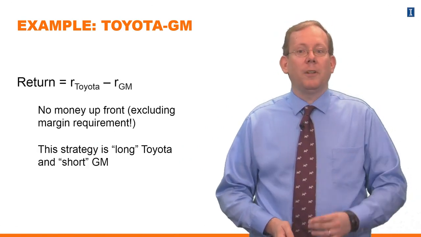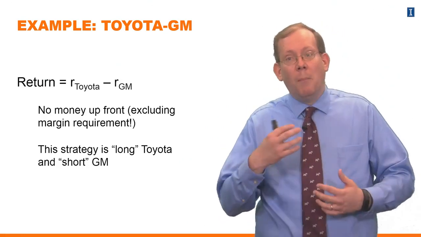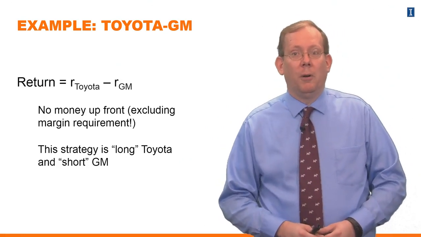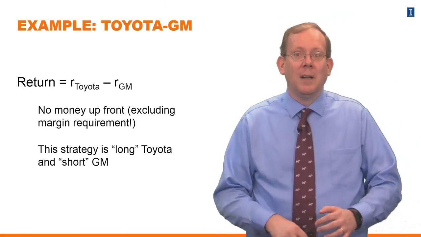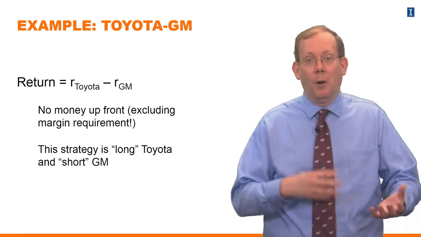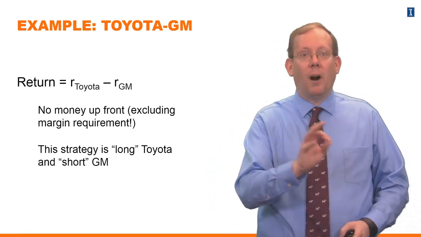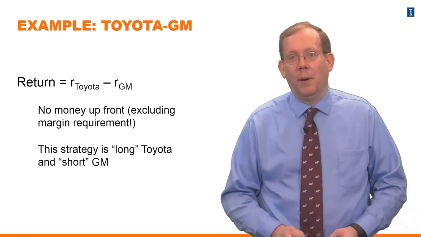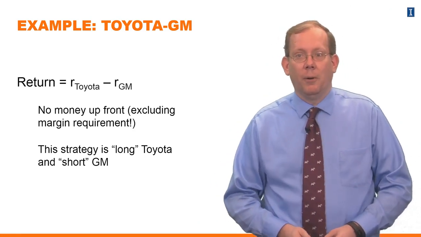Okay, so what's the return of this strategy? It's simply the return on Toyota minus the return on General Motors. So remember, we're thinking Toyota is going to do better than General Motors regardless of the state of the economy. You don't know whether the economy is going to boom or be in recession, but regardless of what happens, Toyota is going to do better than General Motors. So we do this long-short Toyota General Motors strategy.